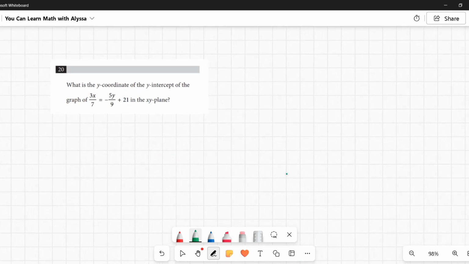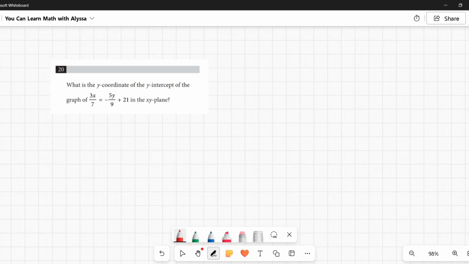Number 20, what is the y-coordinate of the y-intercept of the graph of 3x over 7 equals negative 5y over 9 plus 21 in the xy plane? There's several different ways you can do this. One, you can choose to graph it. You can graph this and then you can zoom in and look for the y-coordinate of the y-intercept.